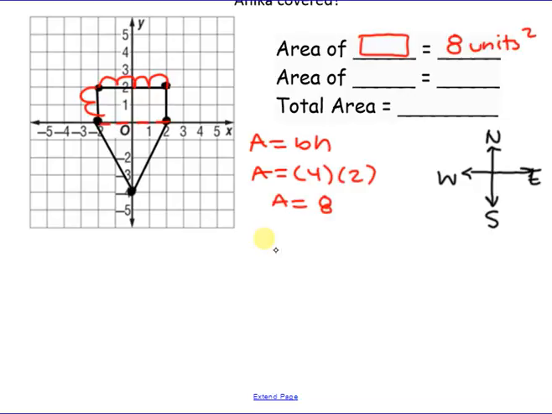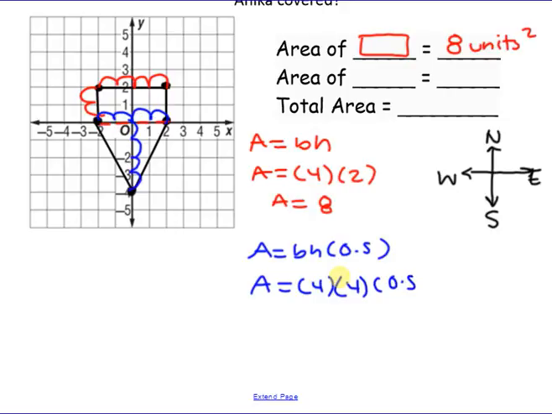All right, next I'm going to find the area of the triangle, which is area equals base times height times 0.5. So first I need to find the base. So the base of the triangle is here. 1, 2, 3, 4. Now I need to find the height of the triangle. Remember that height is not slanted, it's up and down. So 1, 2, 3, 4 times 0.5. When you multiply all of those together, you're also going to get 8 units squared. 8 units squared plus 8 units squared is 16 units squared.